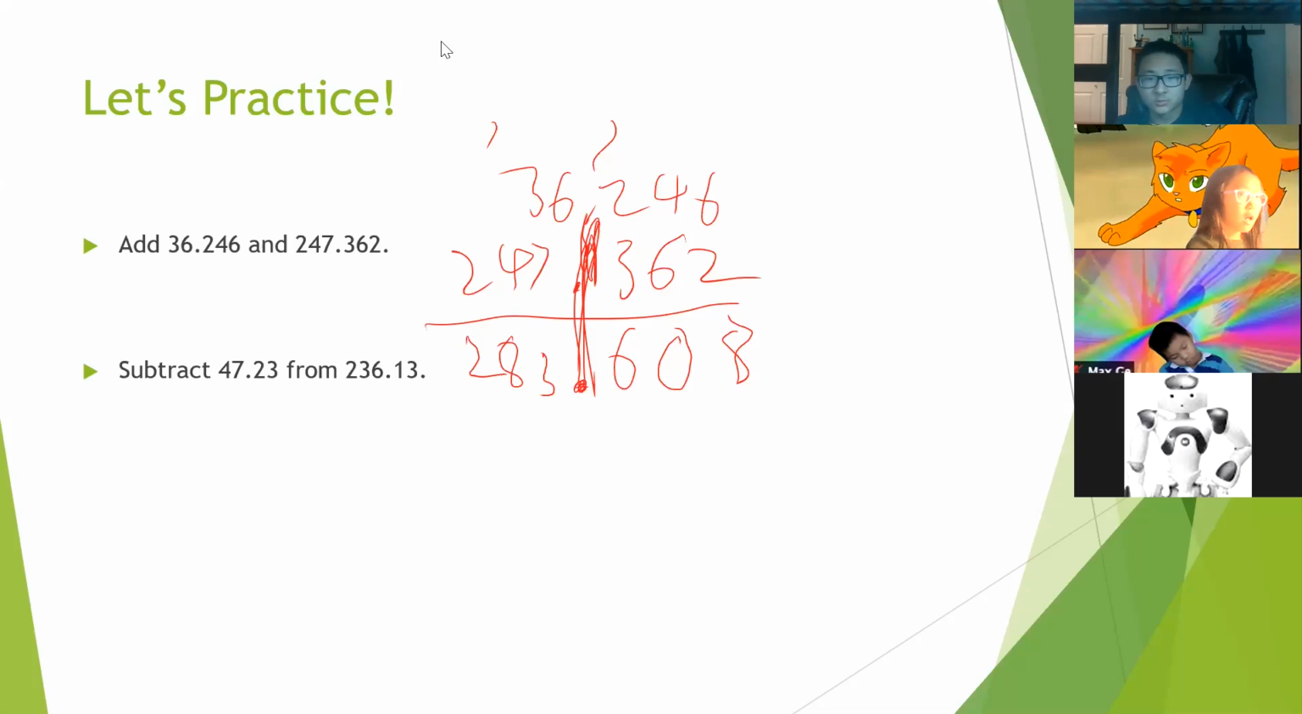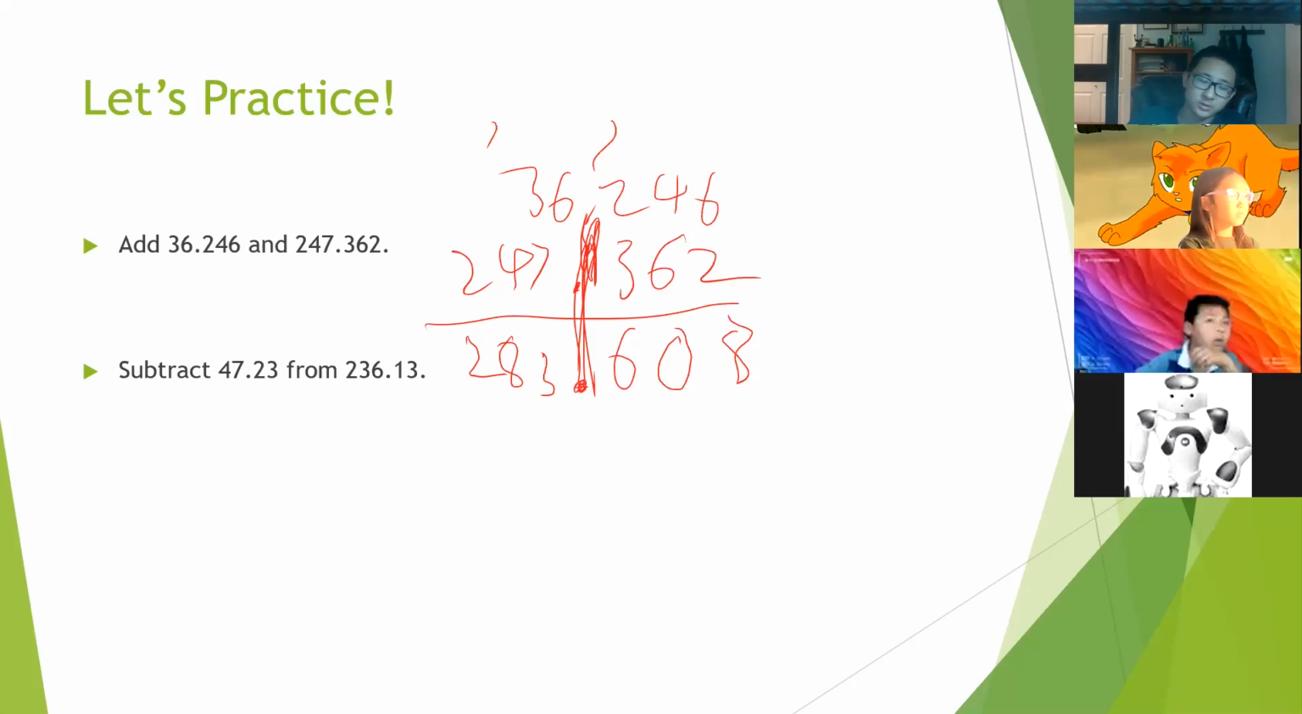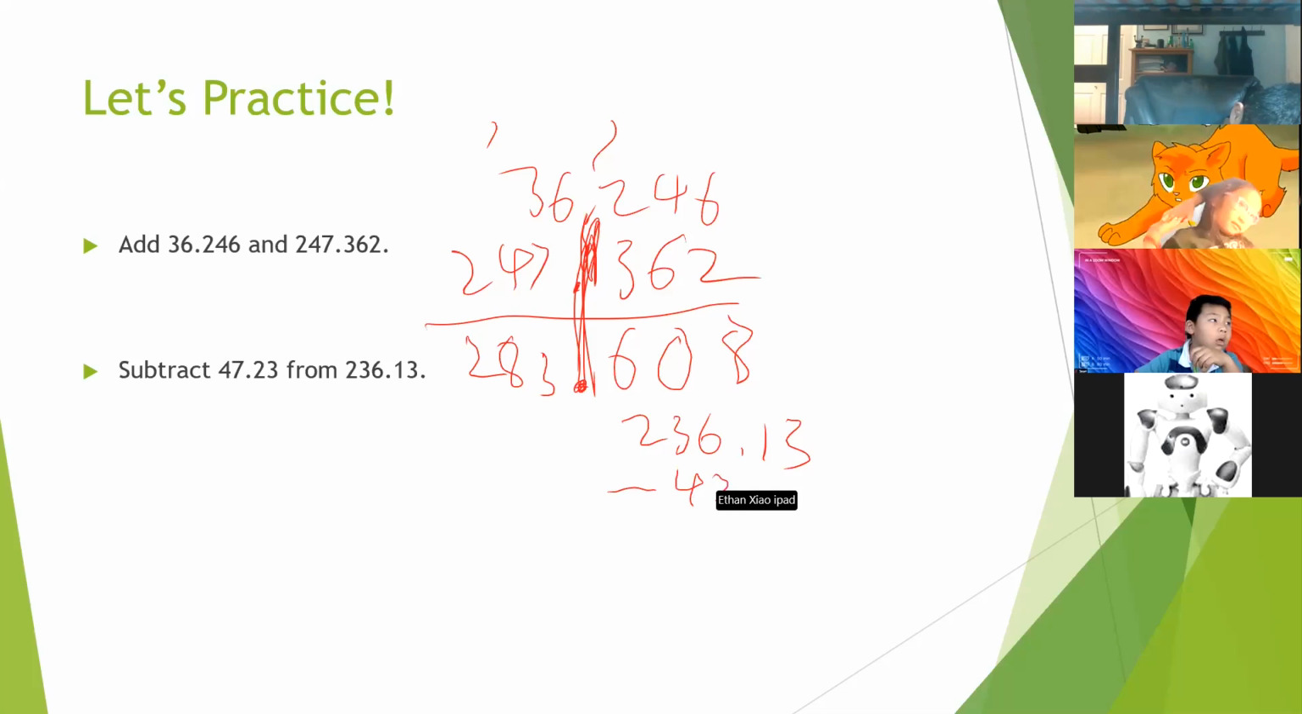All right, I'm going to go over the second problem now. So basically, this one is subtraction instead of addition. I didn't really tell you guys what to do here. So it's basically the same thing as addition. We have to align the decimal points. So 236.13 minus 47.23. We have to align this.